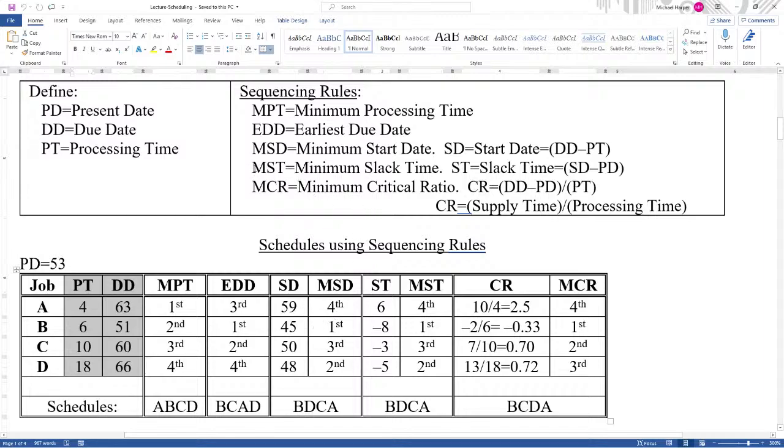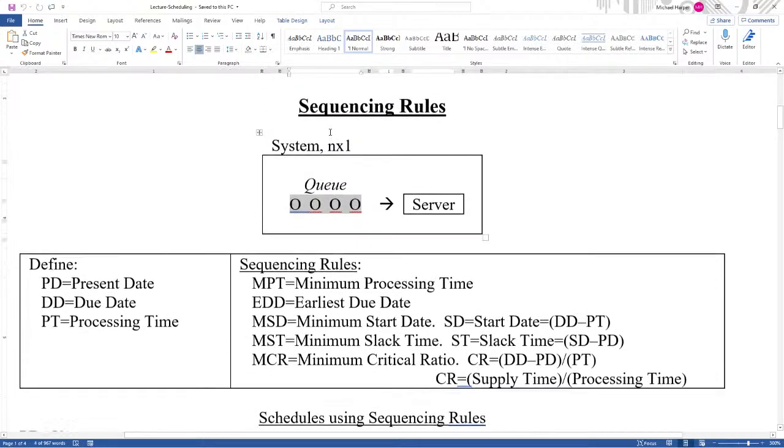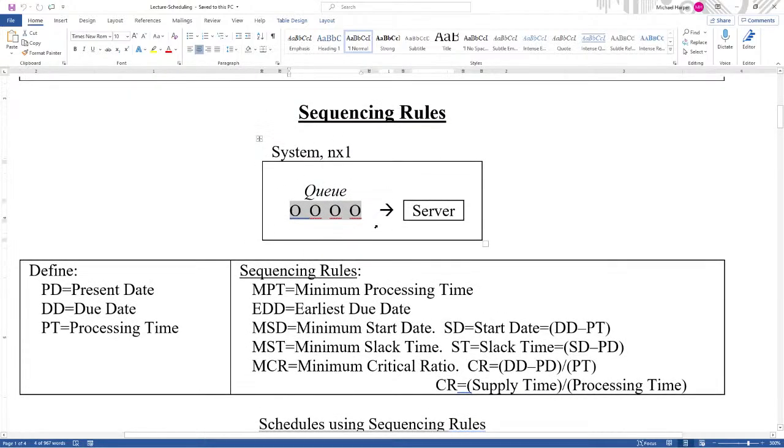Now the next one is related to the minimum start date, called the minimum slack time. Now I'm introducing this for a number of reasons. First of all, you take the start date. Notice you come back to the start date and you subtract something called the present date. Okay, let me define the present date. The present date simply is when all these jobs begin arriving at the system, they'll queue up. Then you use your sequencing rule to order them.